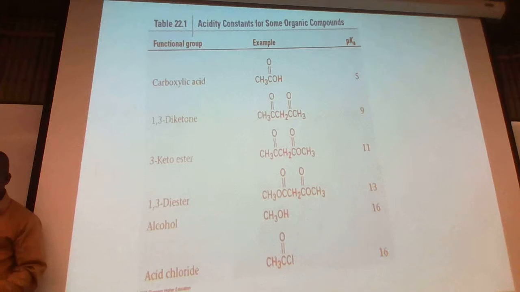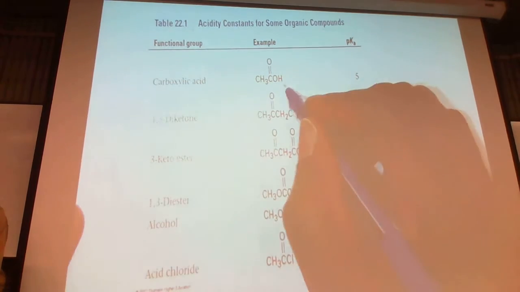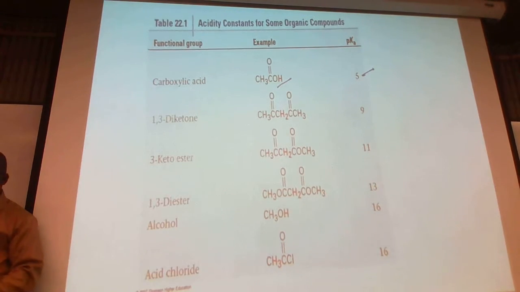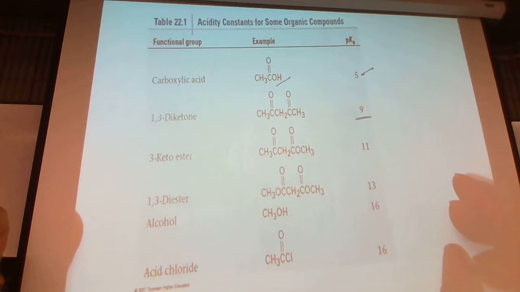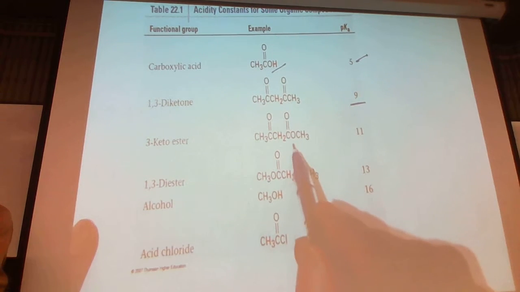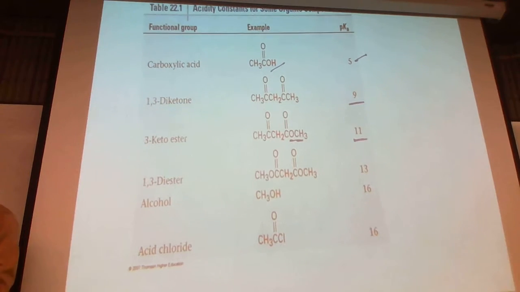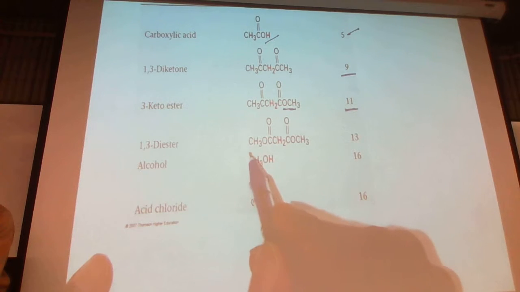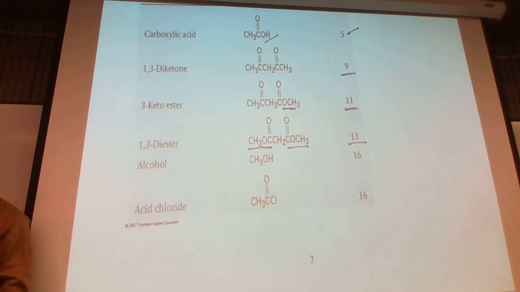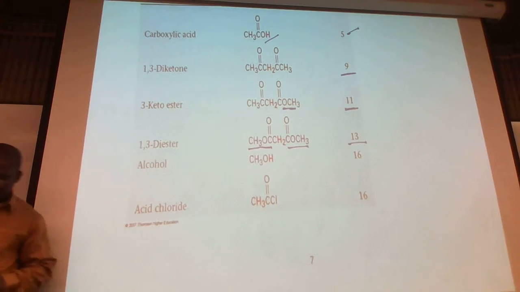Okay. So carboxylic acid, of course, is the most acidic of the carboxylic acid derivatives, followed by the diketone, which I just drew. That has a pKa of 9. When you change one of them to an ester, that reduces the acidity, because of the electron donating effect of the oxygen of the ester. And if you have a diester, it's even less acidic. So you probably have to play around with that table to basically memorize them.